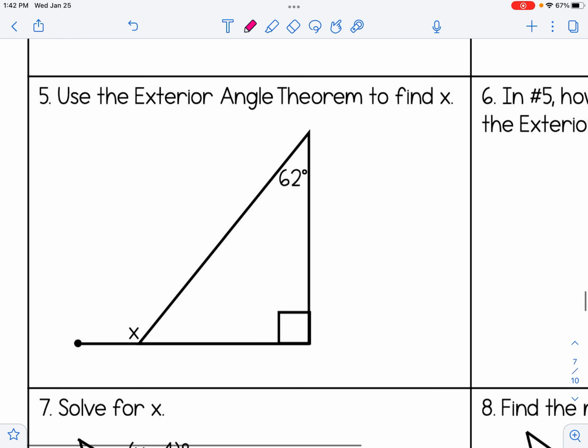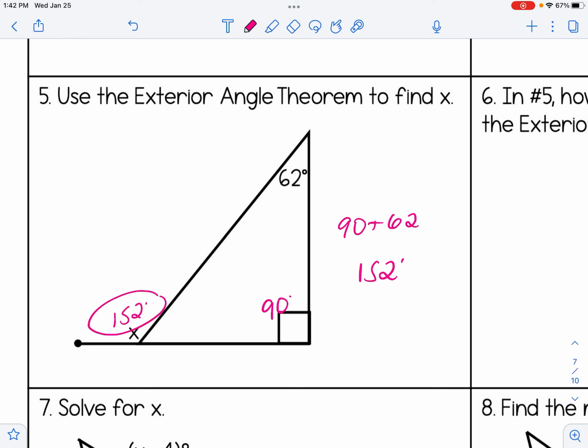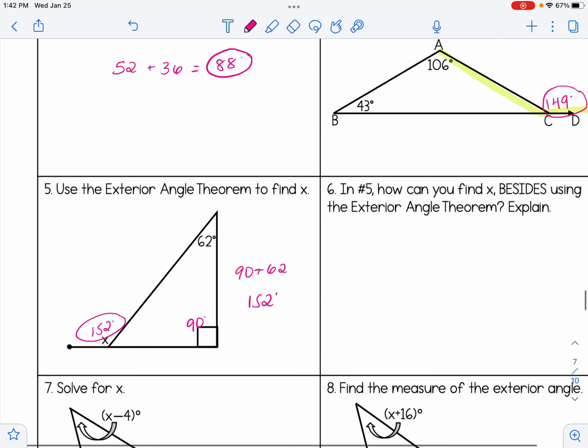Number 5, use the exterior angle theorem to find x. Well, we know this is 90 degrees over here where the square is. So 90 plus 62, again, adding the two non-adjacent interior angles gives us that x, the exterior angle, is 152 degrees. In the next question, though, it says, how could we have found x besides using the exterior angle theorem?